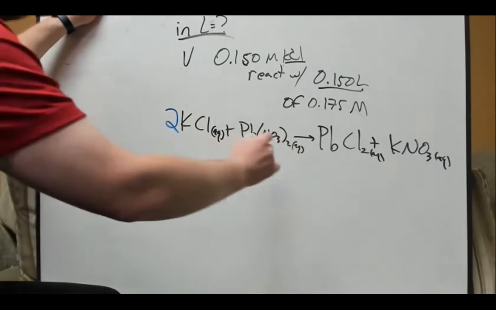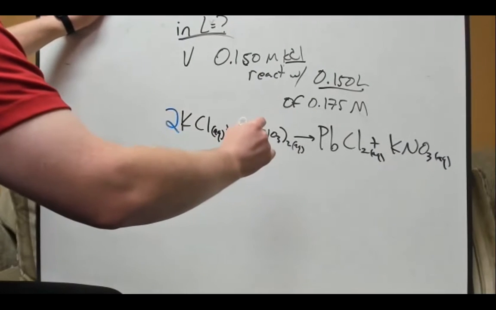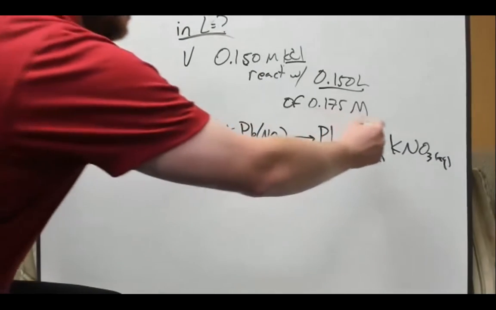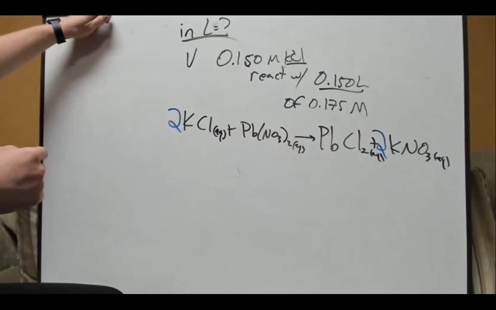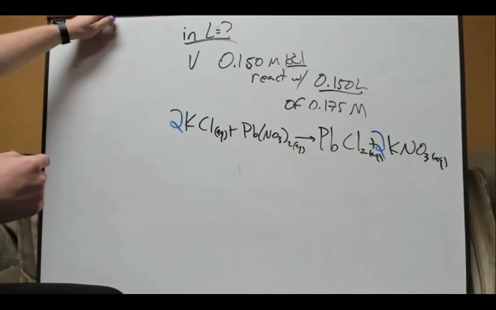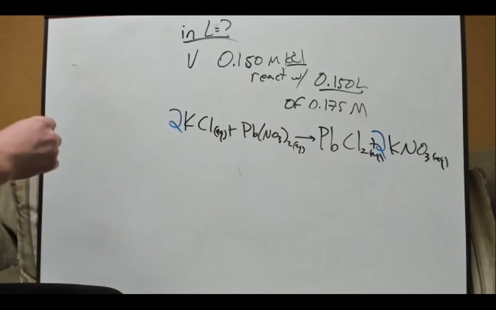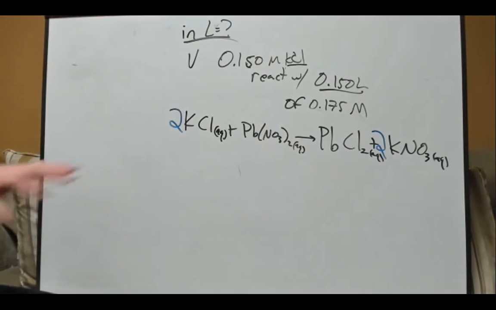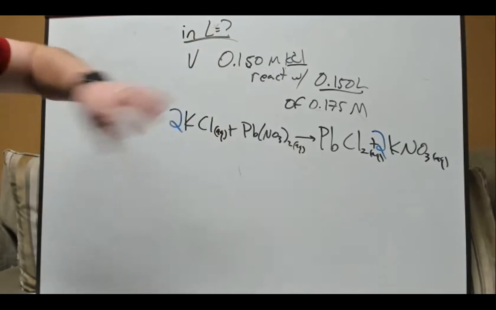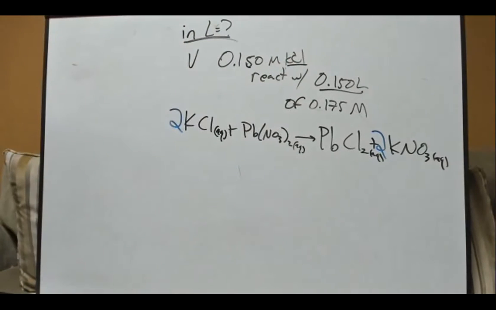Perfect. So now we have a balanced equation. We know the molar ratio. Now let's think about how we're going to solve for the volume in liters of KCl that will react with this much lead nitrate. So what do you think we have to find first?